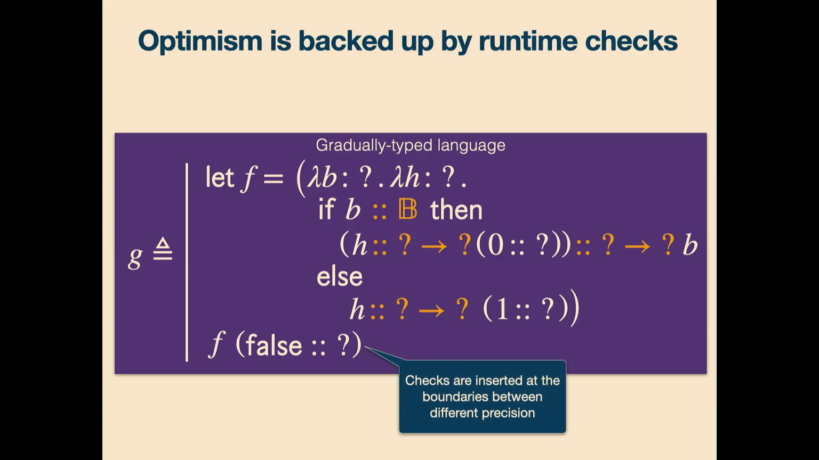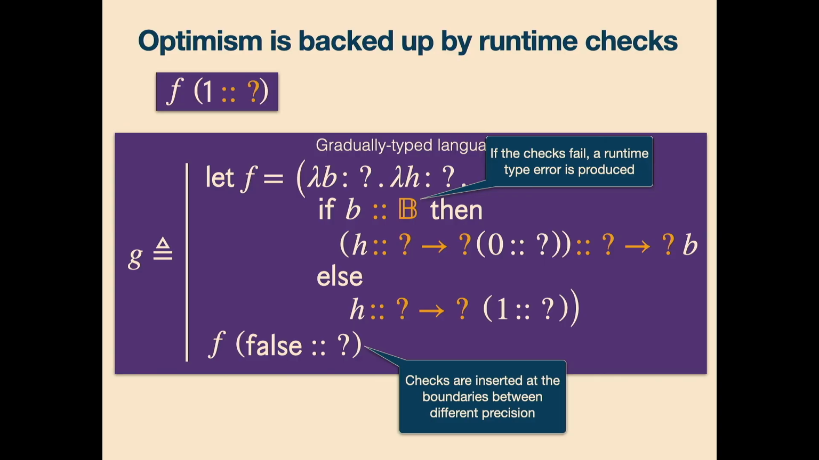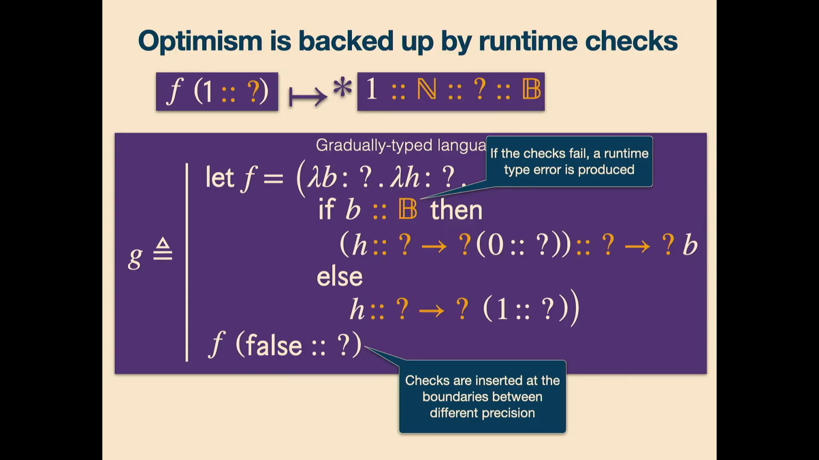Checks are inserted basically at the boundaries between terms of different precisions. If a check fails in a gradual typed language, then a runtime error is produced. For instance, if we take f applied to 1, ascribed to unknown, cast to unknown, then this is going to reduce in many steps to 1, ascribed to nat, ascribed to question mark, ascribed to Boolean. And of course these casts are going to be combined, and this is going to produce a runtime error.